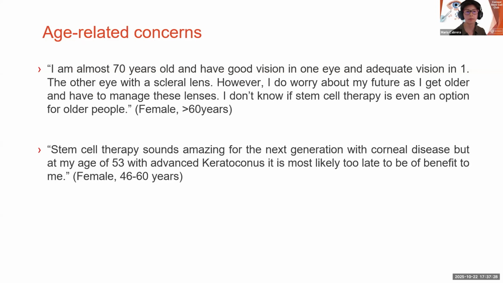Another theme was the age-related concerns. One female patient said, "I'm almost 70 years old and have good vision in one eye, and adequate vision in the other eye with a scleral lens. However, I do worry about my future as I get older and have to manage these lenses. And I don't know if stem cell therapy is even an option for older people."